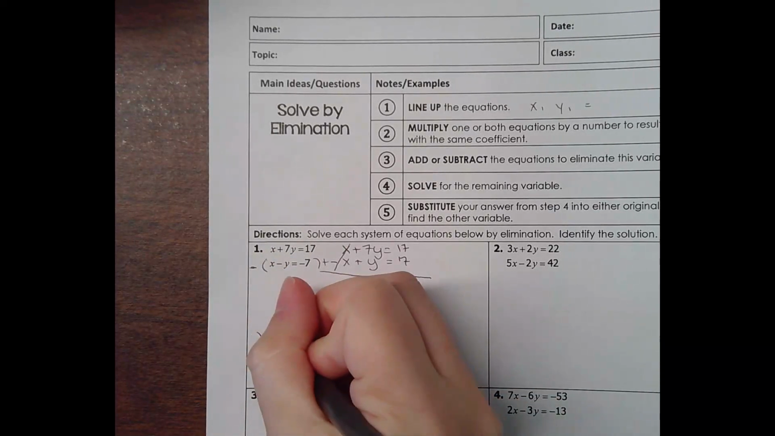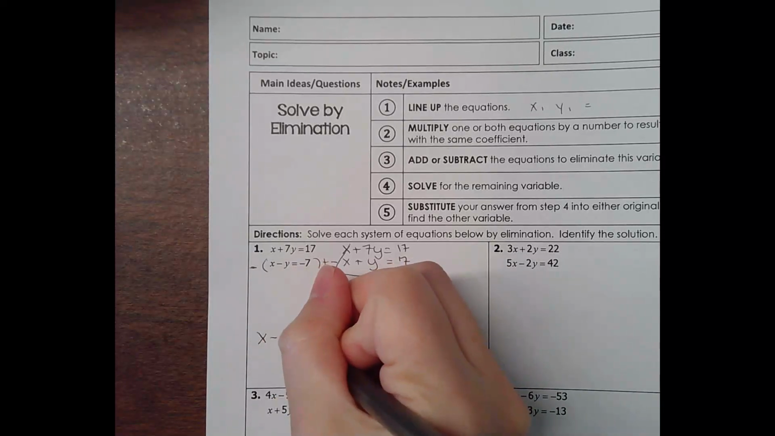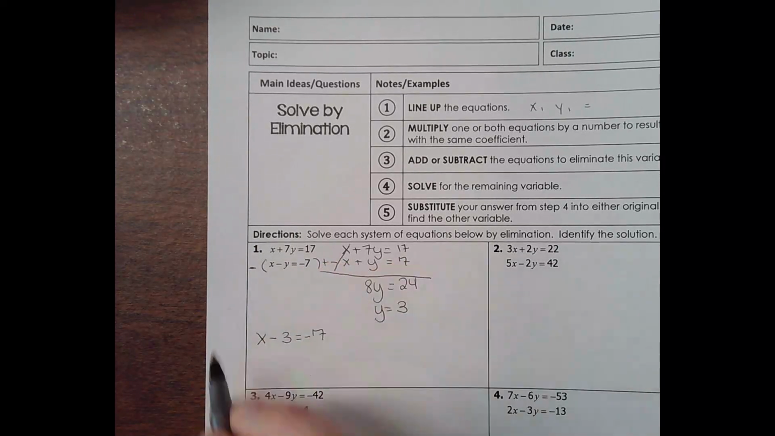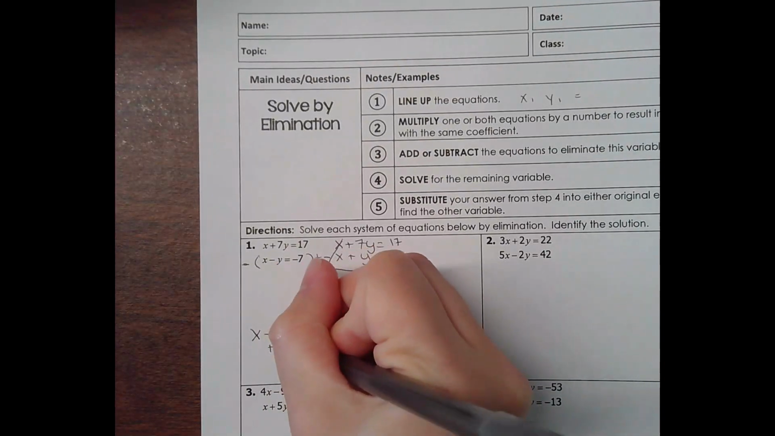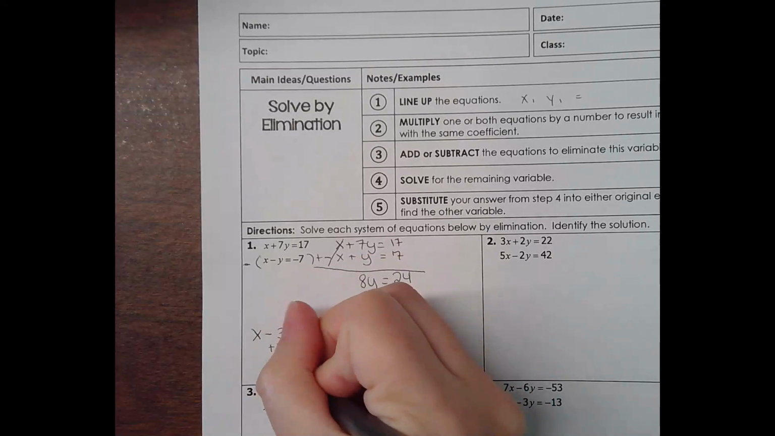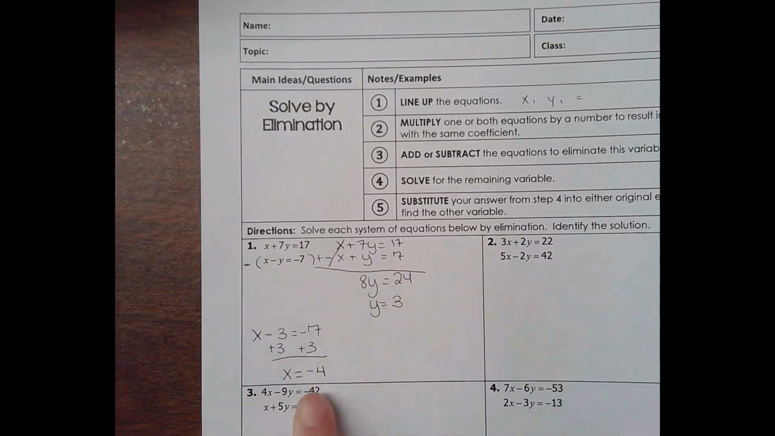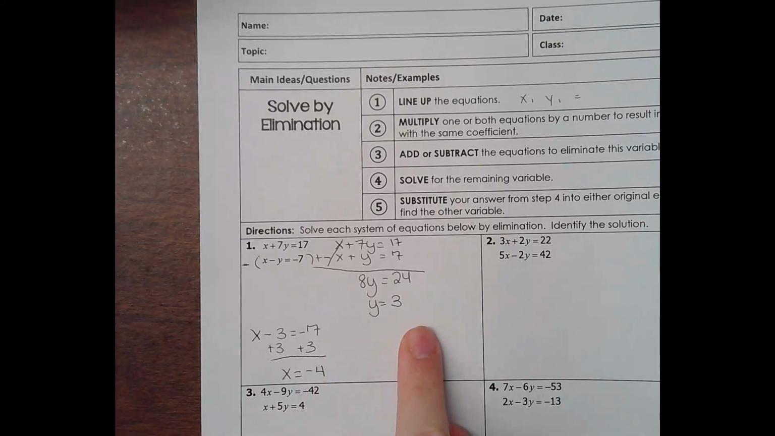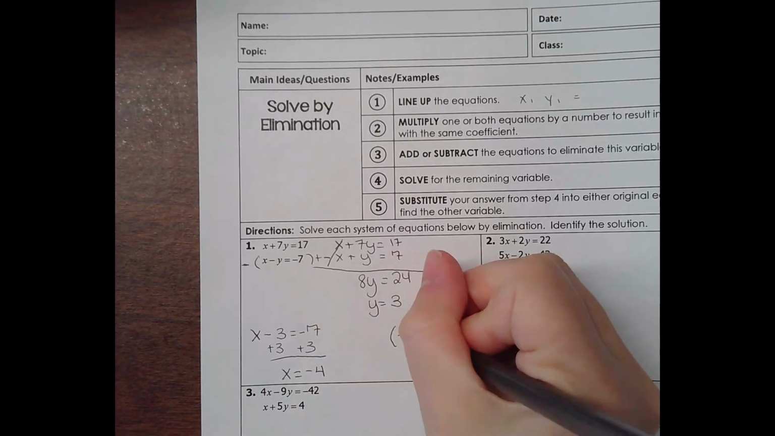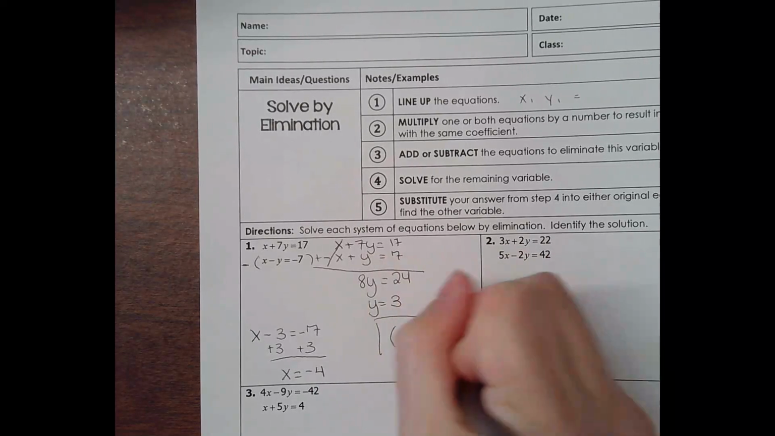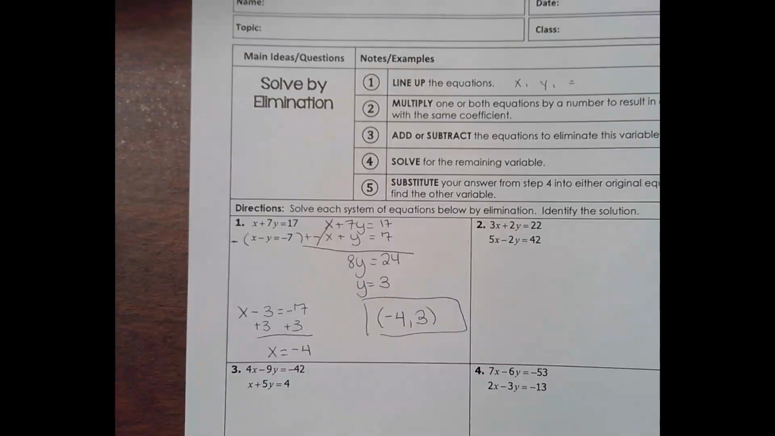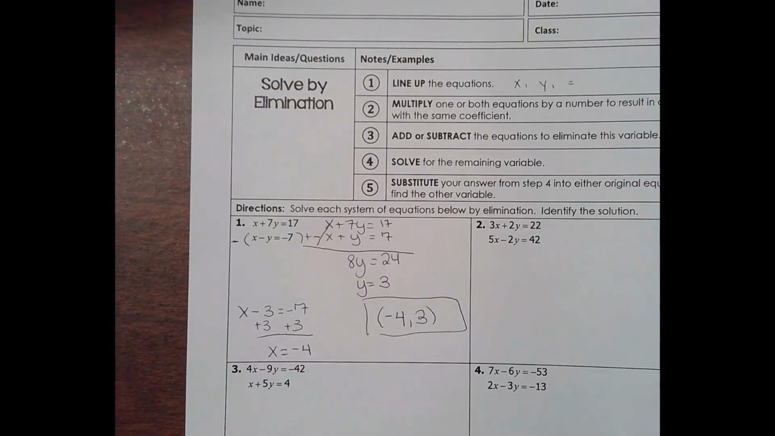So x minus, I'm going to put a 3 in. x minus 3 equals negative 7. I'm going to add 3 to both sides. x must be negative 4. So now that I have an x and a y, make sure you put your answer in ordered pair. So negative 4, comma 3, and that's your final answer. I love elimination. It's one of my favorite ways to solve.